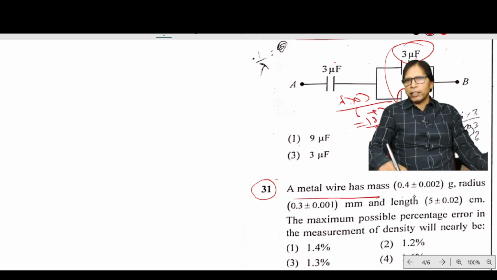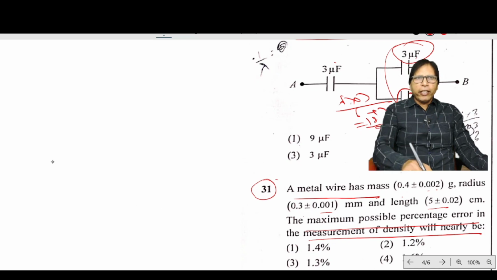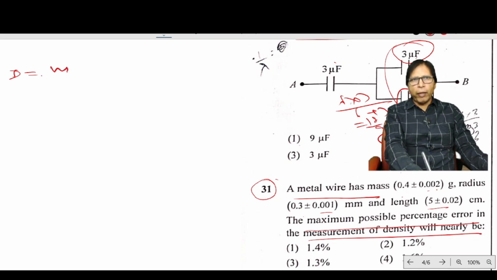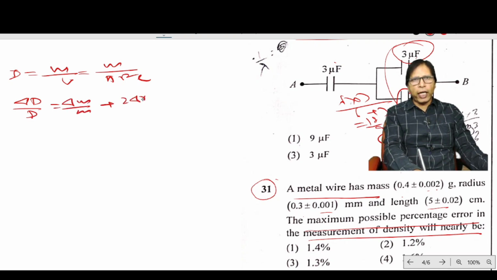Now question number 31. A metal wire has mass 0.4 ± 0.002 gram, radius 0.3 ± 0.001 mm, and a length. The maximum possible percentage error in measurement of density? The metal wire means a cylindrical wire. So density D equals mass by volume. Now volume equals pi r square L, so D = m divided by pi r square L. So delta D by D equals delta m by m plus 2 delta r by r plus delta L by L.